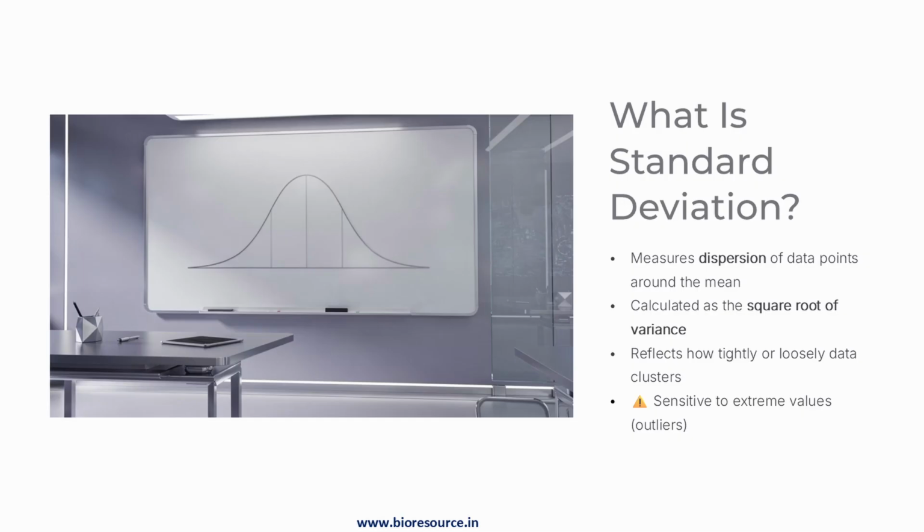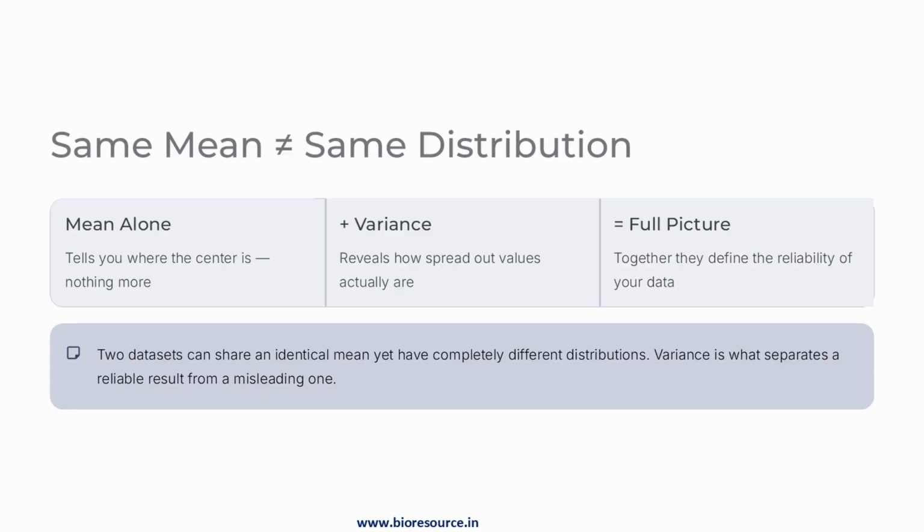Now, here is where things start getting interesting. Two datasets can have exactly the same mean but behave very differently. One dataset can be tightly clustered and consistent, while the other is widely spread and unpredictable. If you only report the mean, you are missing this important difference. And once you understand this, the formula becomes much easier to interpret.